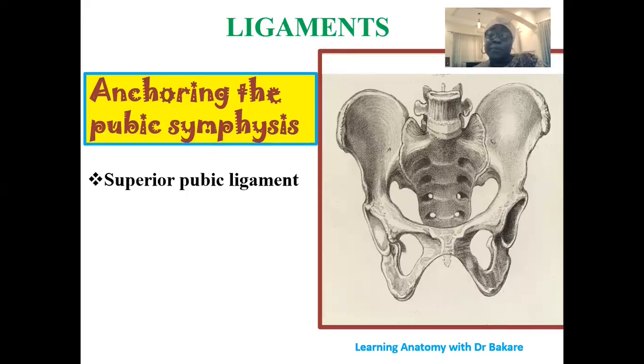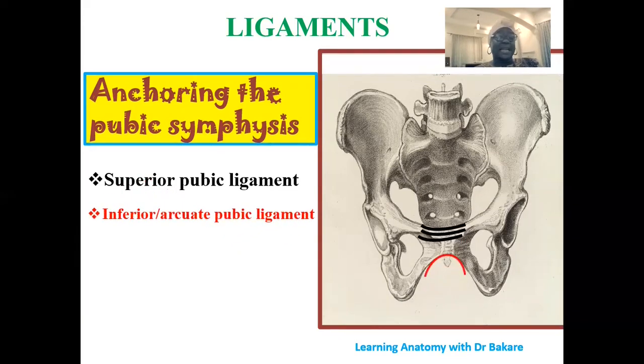We have the superior pubic ligament. This is the superior pubic ligament. The superior pubic ligament, just as the name implies, reinforces the pubic symphysis superiorly. You see ligaments at the upper part of the pubic symphysis. We also have the inferior pubic ligament. This is the inferior pubic ligament here, highlighted in red. This inferior pubic ligament reinforces the pubic symphysis at the inferior part.